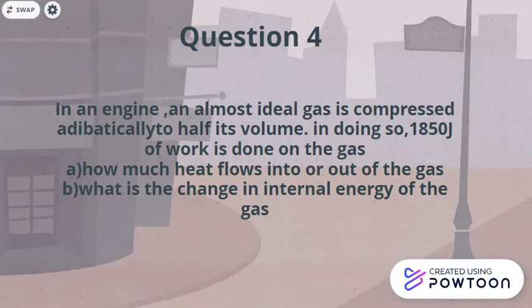So for question 4, we know that in an engine, an almost ideal gas is compressed adiabatically to half its volume. In doing so, 1850 joule of work is done on the gas. So the question is, how much heat flows into or out of the gas? And what is the change in internal energy of the gas?